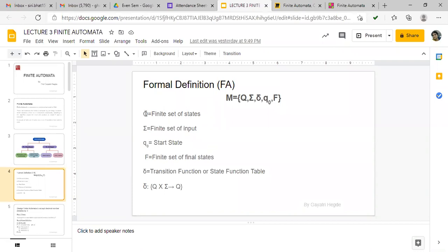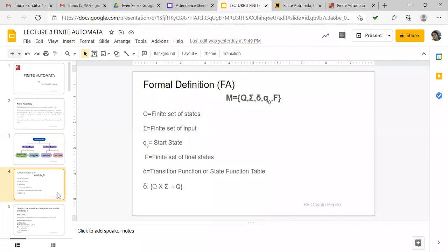What is Q? Q is the finite set of states. What is sigma? Finite set of input. Q0 is the start state. F is the finite set of final states, which means you may have more than one final state. For a machine, you have a single start state. And the transition function delta: current state mapped with input gives you the next state.